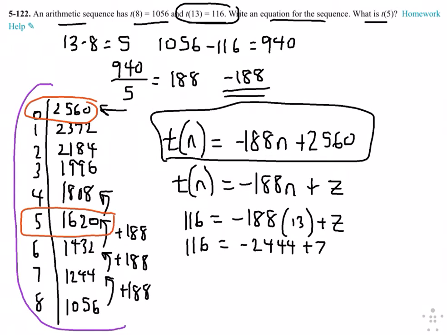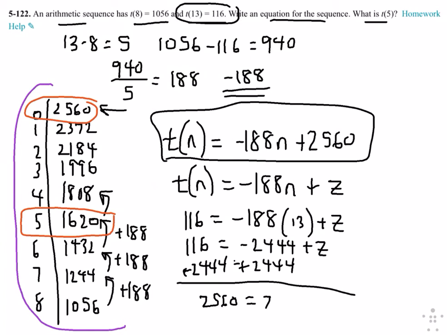2444 plus z. And then I could add 2,444 to both sides. All right. And I would get 2560 equals z, right? I just solved for it that way. I just wanted to show you in the table what was actually going on. So we could have solved for z this way, put it right here, and then substituted in 5 to get the 5th term.